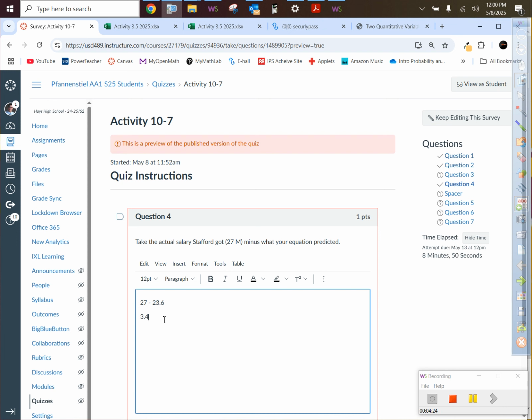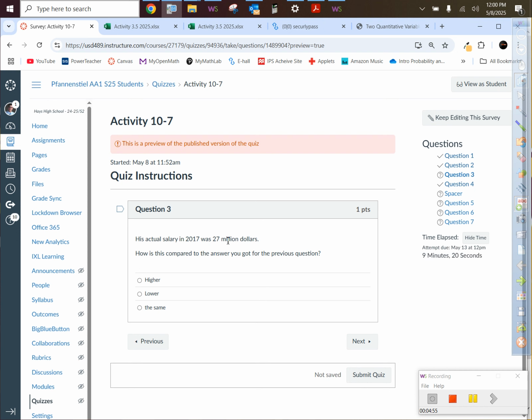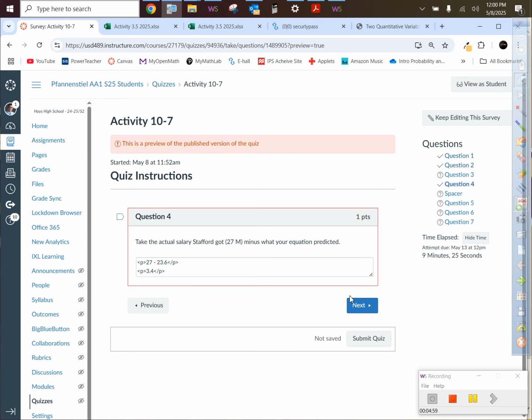But here's the real trick, is we have to do it in that order. You have to do actual minus predicted, right? He actually got 27 million, and the formula predicted that he'd get 23.6. So the difference of those is 3.4, and that's because he made $3.4 million more than what was predicted. That was the answer to the previous question right here, because he made higher than that. 27 is higher than what was predicted. And how do you know it's higher? Because that's a positive number.